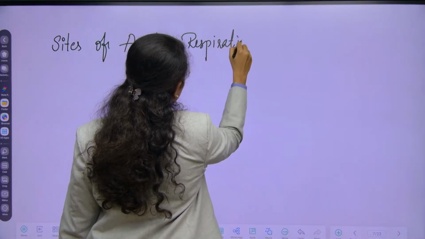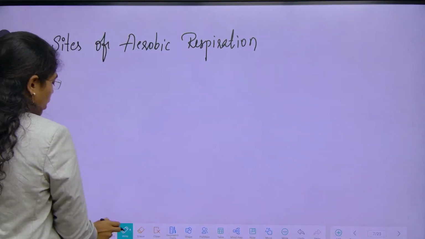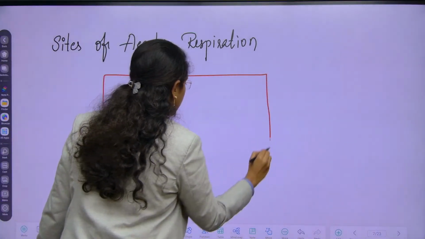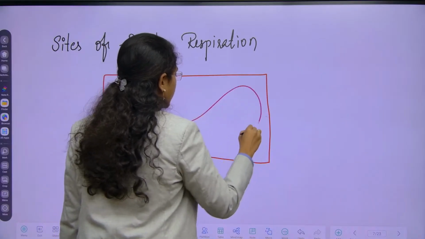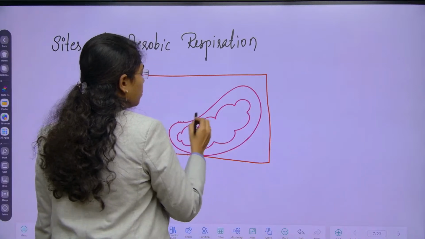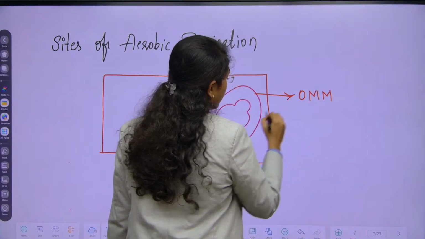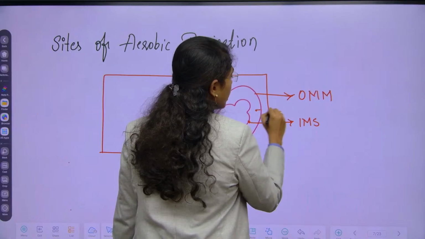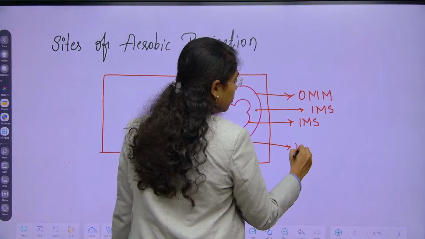Let us remember the gist of the cycles or the products of each step in aerobic respiration. Assume this as a cell and mitochondria inside the cell. Tell me the compartments. This is the outer mitochondrial membrane, right? And this is the inner mitochondrial membrane. This will be the intermembrane space and the mitochondrial matrix, right?